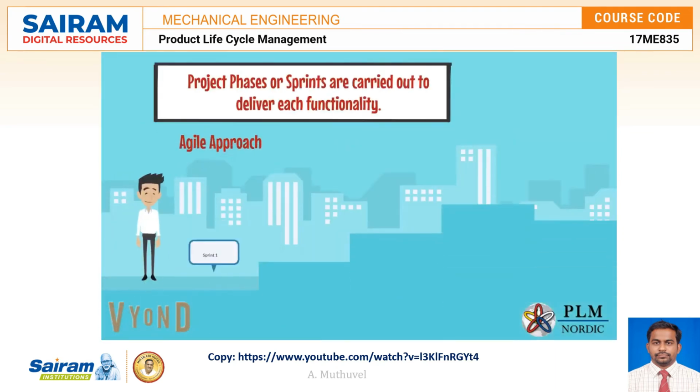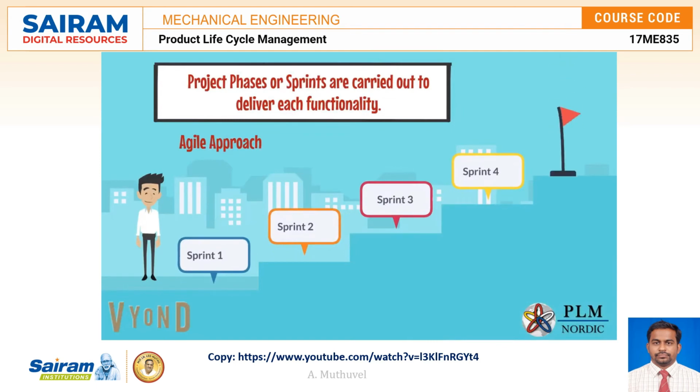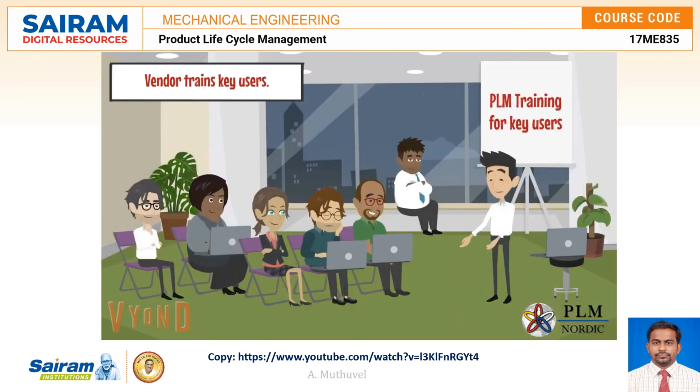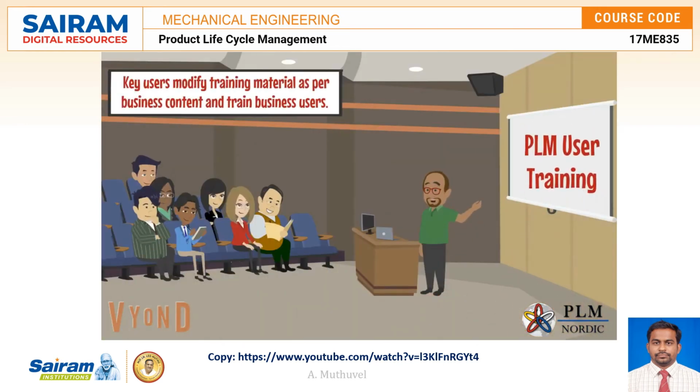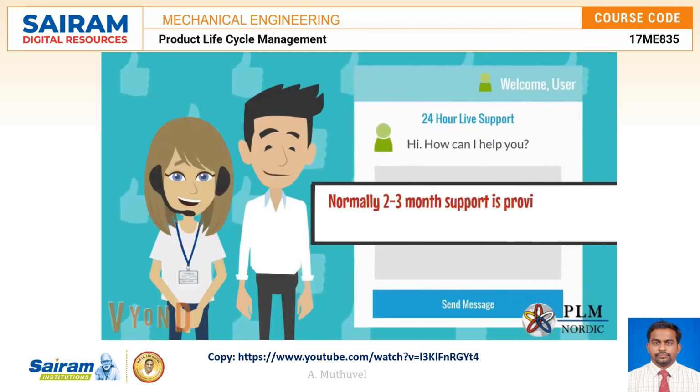Project phases or sprints are carried out in an agile approach to deliver each functionality. Users get more time to understand the new system and make it user-friendly. Vendor trains the key users, and then key users modify training material as per business context and train business users. Normally 2 to 3 months support is provided by vendor after go live.